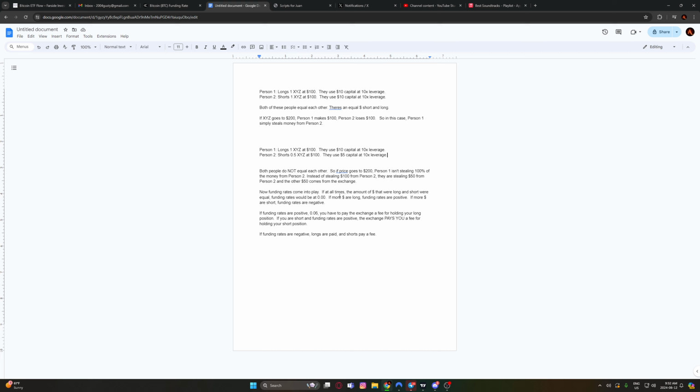So if more dollars are long, funding rates are positive. If more dollars are short, funding rates are negative. If funding rates are positive, let's say it's 0.06, you have to pay the exchange a fee for holding your long position. If you are short and funding rates are positive, the exchange will pay you a fee for holding your short position.